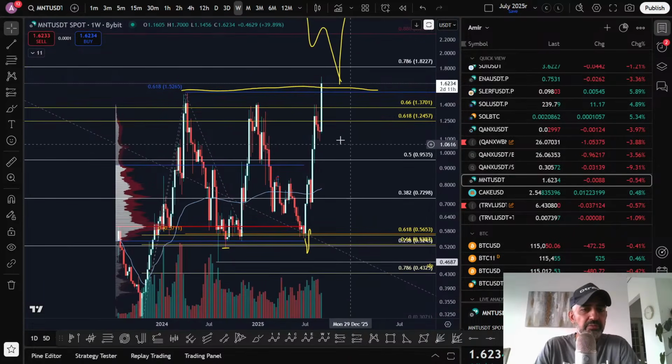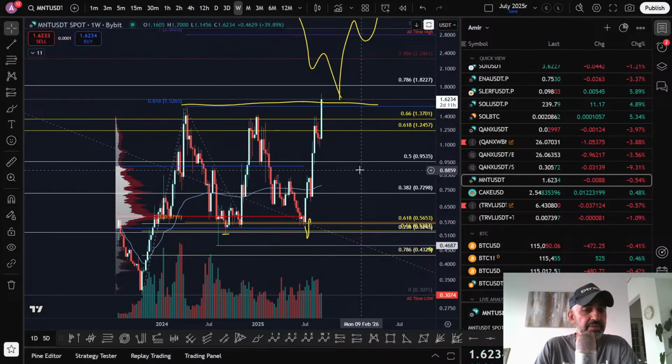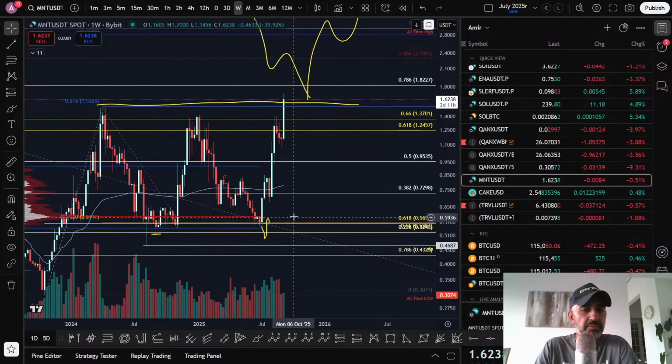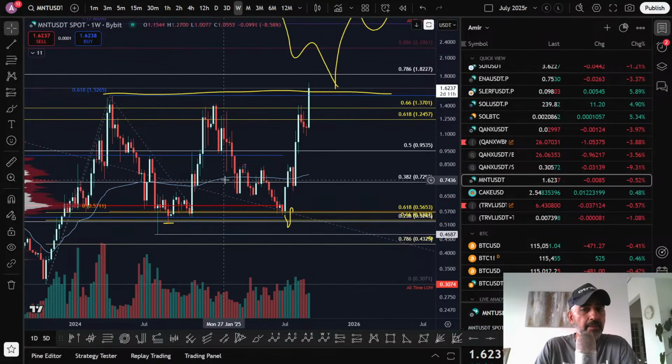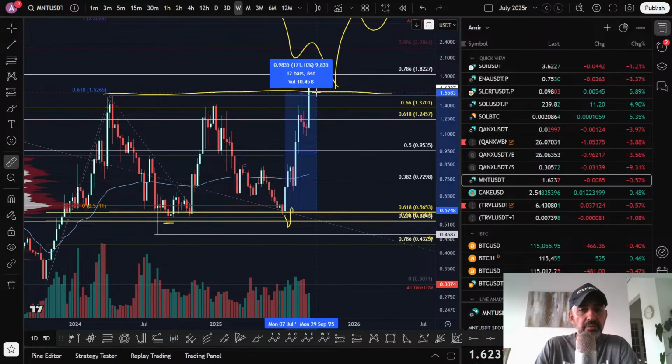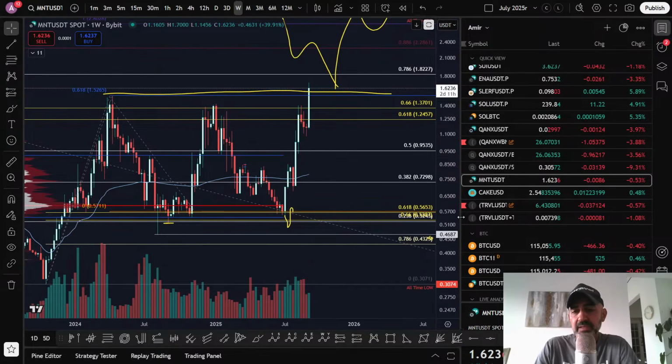Okay, but there are some other tokens which are pumping. Look at Mantle. Look at that. Bam, all-time highs. So Mantle is up 179% from the July lows.